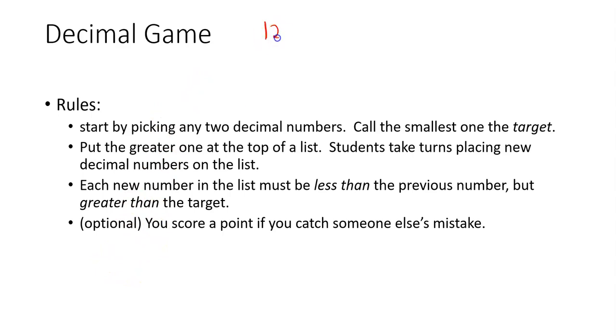So it says start by picking any two decimal numbers. Right, so what if I pick 12.64 and 12.93? Right, so 12 and 64 hundredths, 12 and 93 hundredths. Call the smallest one the target. It says put the greater one at the top of a list. This one is the target. Students take turns placing new decimal numbers on the list. Each new number in the list must be less than the previous number, but greater than the target. So I'll say 12 and 72 hundredths. That's my next number. Okay, it's less than 12.93, but it's bigger than the target.